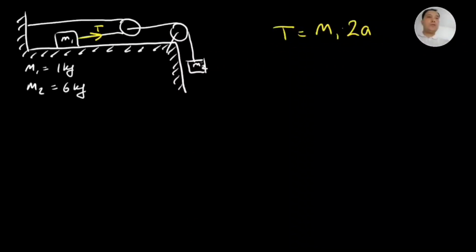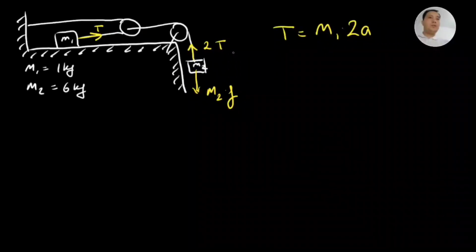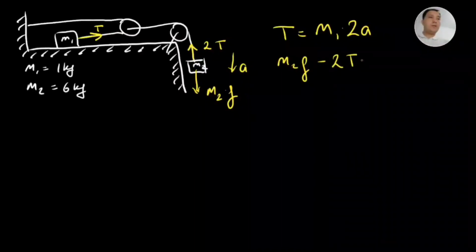Now let's come to the second object. Upward we have 2T. Why 2T? Why 2 times greater than the tension in the upper rope? I will explain it again at the end of this video. And downward we have the weight of this object, M2 times gravity. This object will move downward, because there is no other way, with acceleration A. So according to Newton's second law, weight minus 2 times tension should be equal to M2 times A.